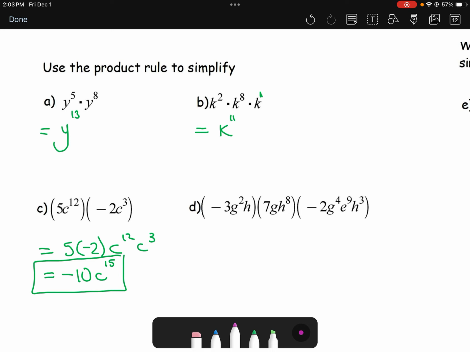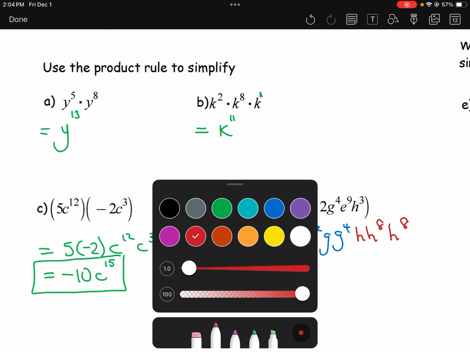Okay, so this is a little bit longer one. So again, first thing I'm going to do is I'm just going to regroup everything. So I have negative 3 times 7 times negative 2. And then I have an e to the 9th. And then I have g squared, a g, and g to the 4th. And for the last one, I have an h to the 8th, and an h cubed. So again, I like to color code it so I can see everything. I put everything together so I know what to multiply together.